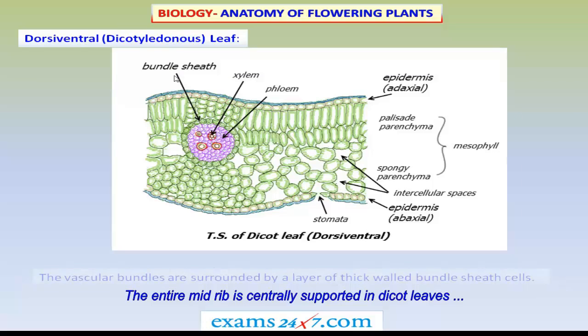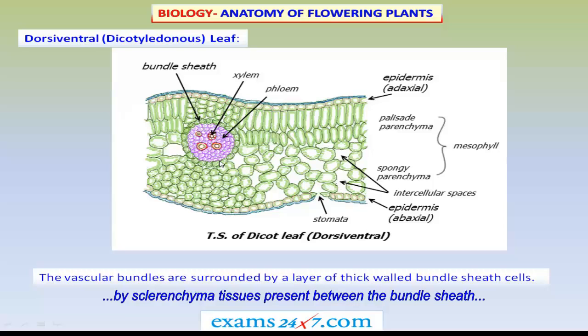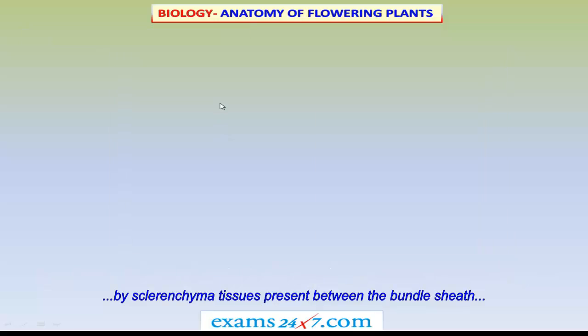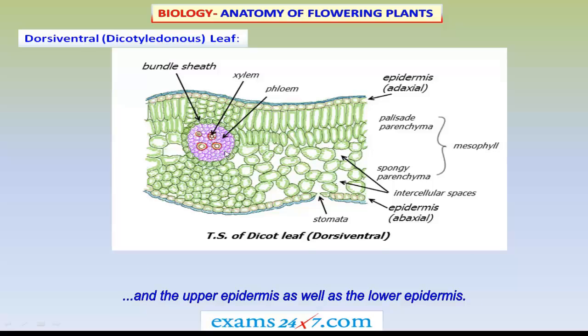The entire midrib is centrally supported in dicot leaves by sclerenchyma tissue present between the bundle sheath cells and the upper epidermis as well as the lower epidermis. The epidermal hairs are present both in the upper as well as the lower epidermis, and they are multicellular in nature. This is the characteristic feature of the dorsiventral leaf.